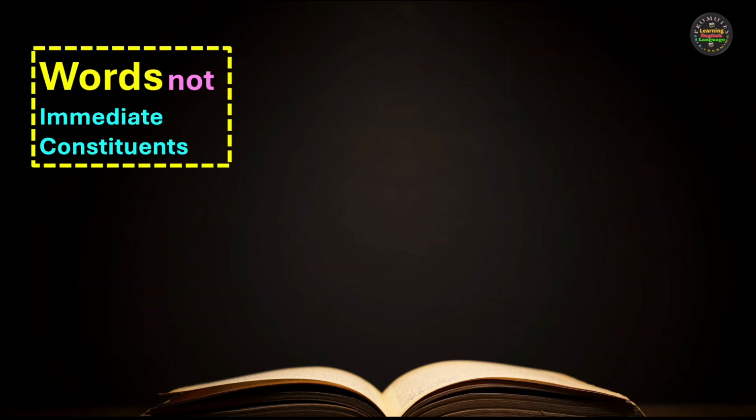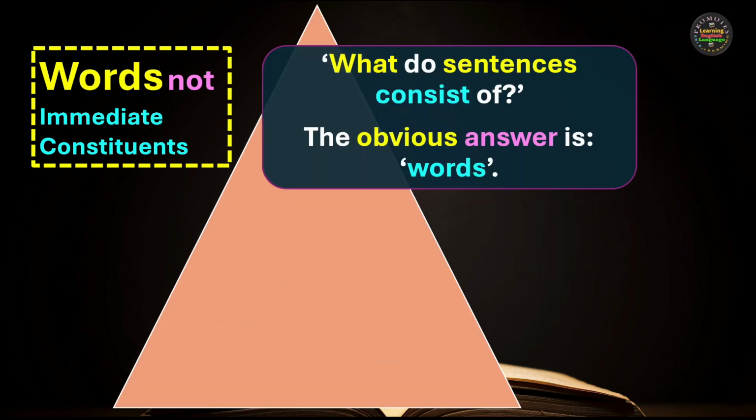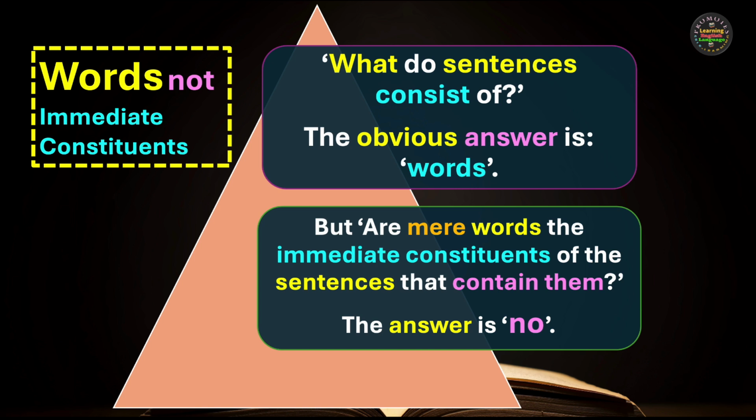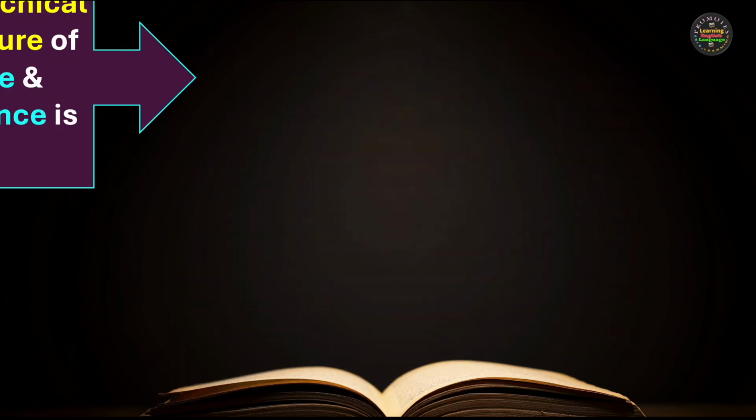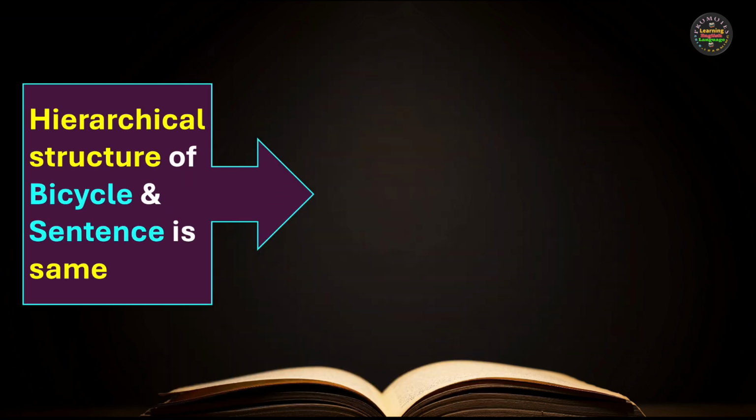We move on to the next stage of our discussion. Words not immediate constituents. What are they? What do sentences consist of? The obvious answer is words, because without words we cannot make sentence. We cannot construct sentence. But are mere words the immediate constituents of the sentences that contain them? The answer is no. Why and how? We will continue to explore the idea behind this philosophy.